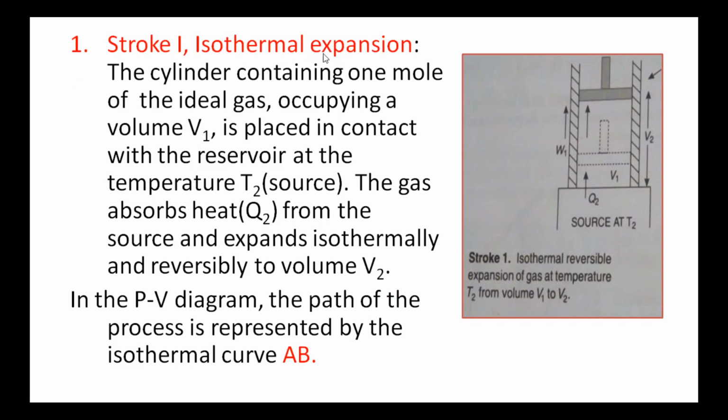Stroke 1, isothermal expansion. This is shown by the curve AB in the PV diagram. So, when the cylinder is kept on the source at high temperature T2, our cylinder absorbs a heat Q2 from the source and performs a work. Then, the volume of the gas increases from V1 to V2. Therefore, here the gas performs a work called W1.